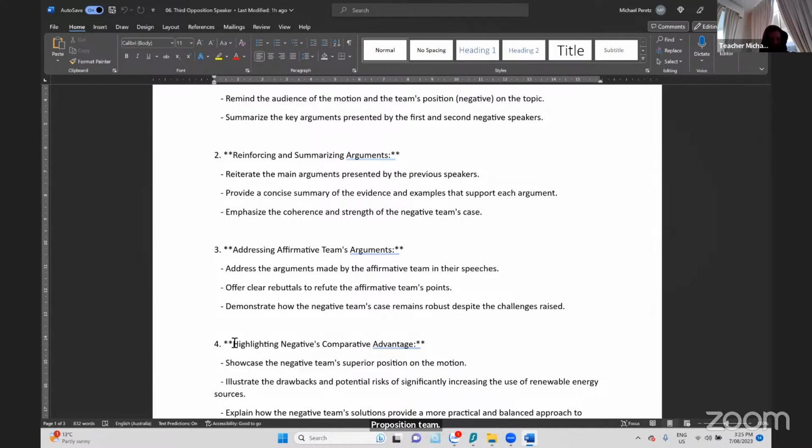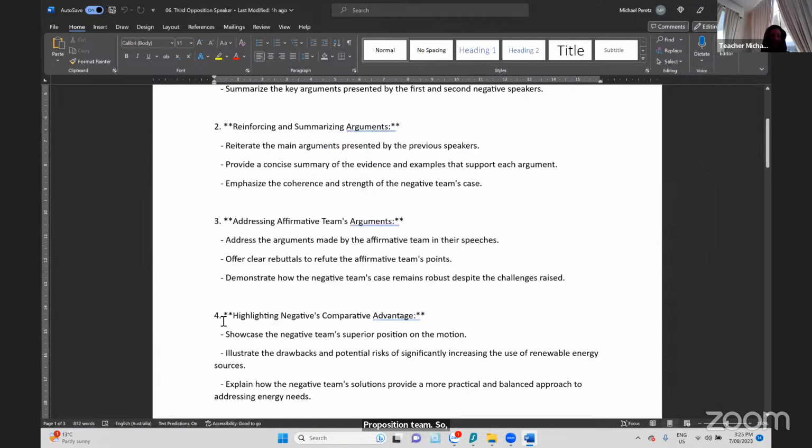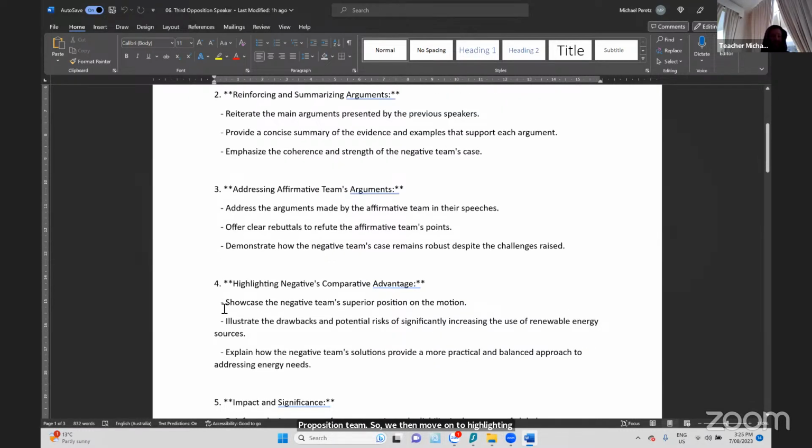So we then move on to highlighting the negative team's advantages. So you want to show that your team had the superior position on the motion. You want to show the audience and the judges the problems.